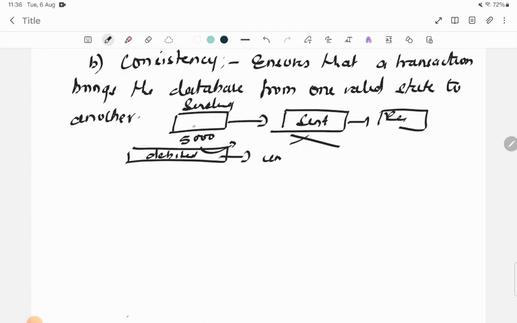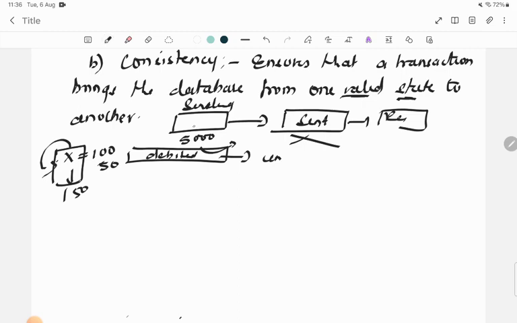So what does consistency tell? Consistency tells that whenever a transaction happens, it should bring your database from one valid state to another valid state. Okay, so if x is the value whose value is 100, and you have credited this x value with 50, so the next value should be 150. Okay, it should always be in a consistent state.